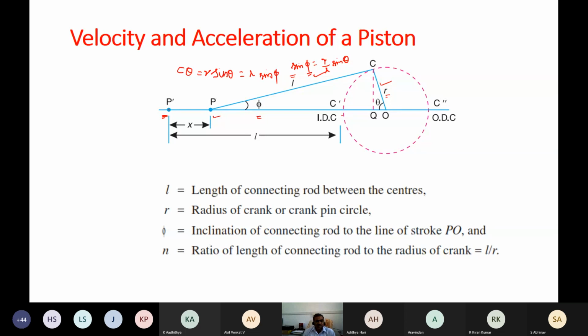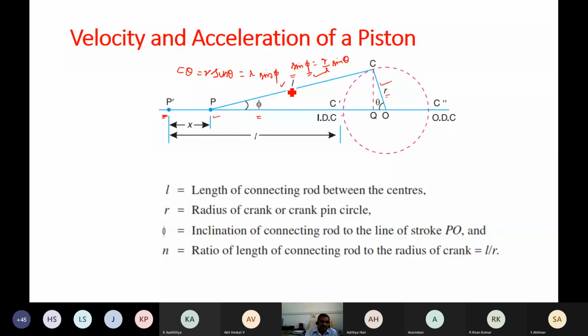Now, our objective is to calculate the acceleration. Acceleration of what? Here different parts are there. The piston is subjected to acceleration. The connecting rod is subjected to acceleration. But it is assumed that the crank is rotating at uniform speed. So the piston will be subjected to displacement, velocity, and acceleration.